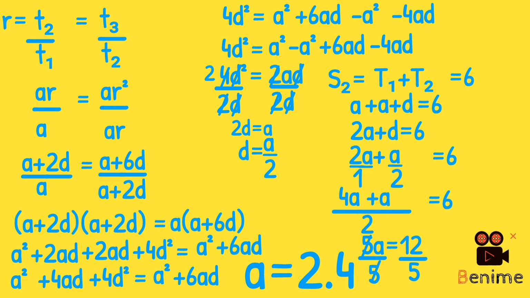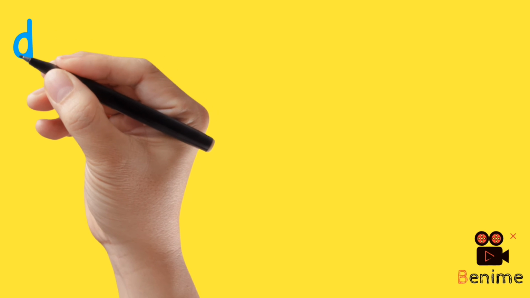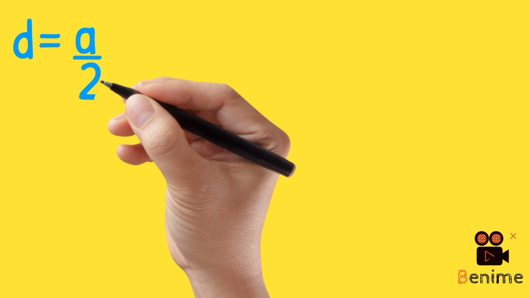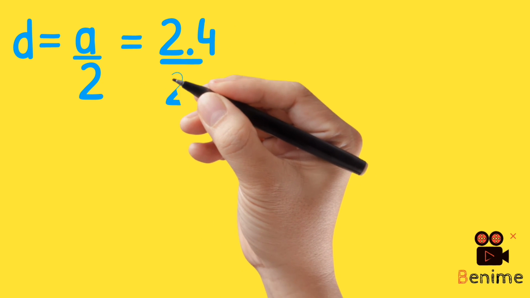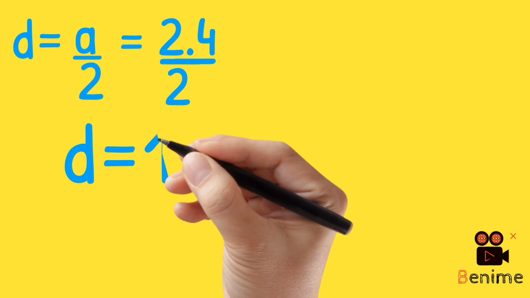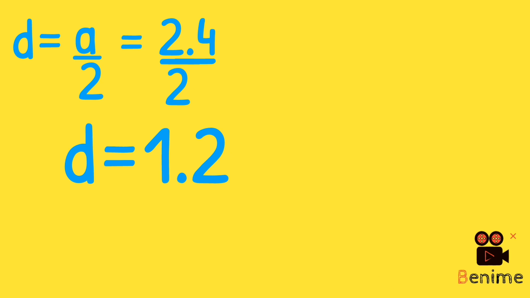Now it's time to get your common difference. So we can get our common difference using the previous expression we derived for our common difference. That's the part where we got D is equal to A over 2. So you can use that equation to solve for your common difference. So D is equal to A over 2, and we just got A to be 2.4. So instead of writing D is equal to A over 2, we'll have D is equal to 2.4 over 2. 2.4 over 2 will give you 1.2. So D is equal to 1.2. So that is your common difference, and your first term we got to be 2.4.